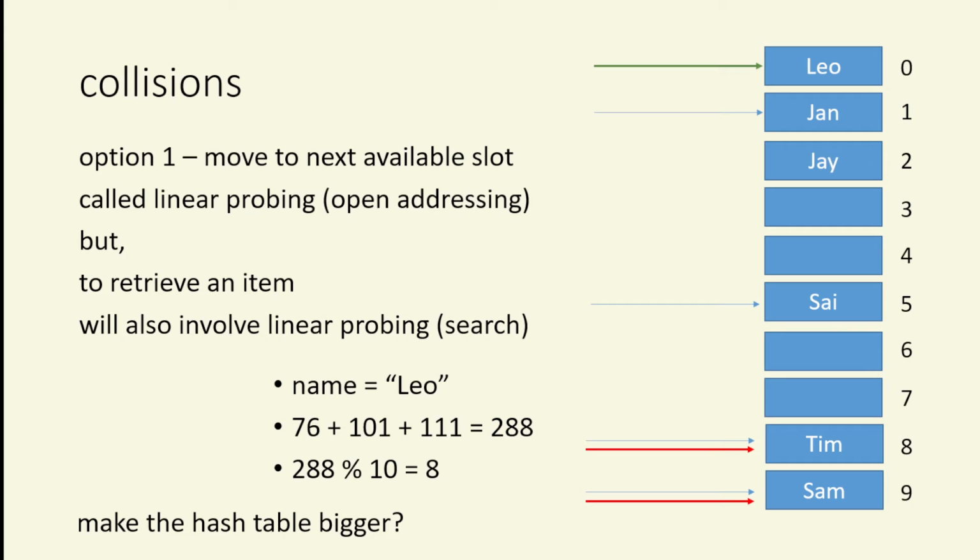You could make the hash table bigger. So if you have very few elements and a huge hash table, that's not very efficient. If you have many elements and a smaller hash table, you're going to get a lot of collisions. So you need to understand how many elements you're likely to need to understand what size hash table you need.